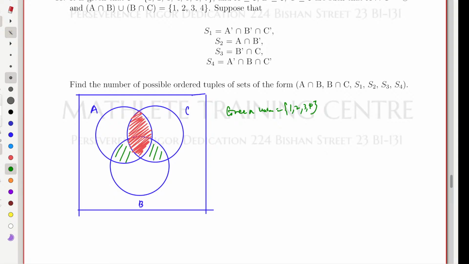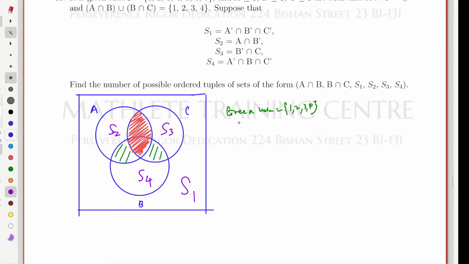What is S1? A prime intersect B prime intersect C prime is this one, where it's outside of all of A, B, C. Whereas S2, A intersect B prime, those are the values in A that are not in B. That is here. S3 is in C but not in A. That's here. And S4 is in B but not in A and C. That's here. So realize that the entire shape has been cut into the region that is nothing, which is the red color, the two green regions, and the four purple regions, S1, S2, S3, and S4.